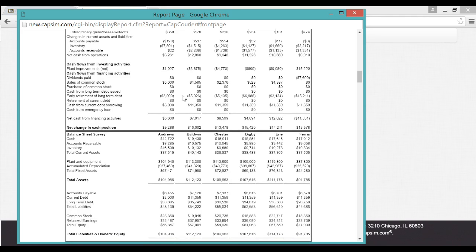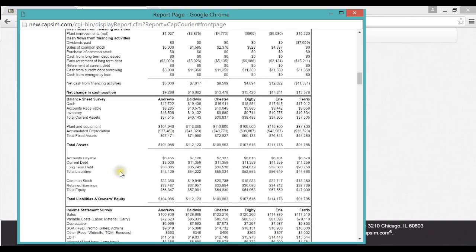So as I continue to scroll down, when I look at my debt, I see some more discrepancy. In current debt, I have 3,000, whereas all my competitors have 11,000. So that's a little curious to me. So when I go in and make changes, I'm going to want to see why they might have more current debt than I do. And also, it looks like I'm on the high end of long-term debt. So later on, we'll look at why that might be.